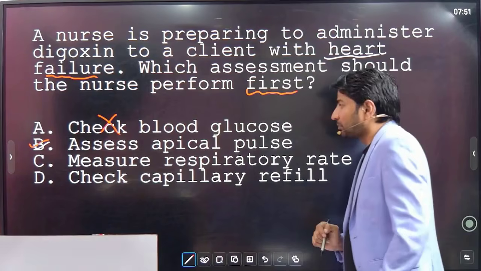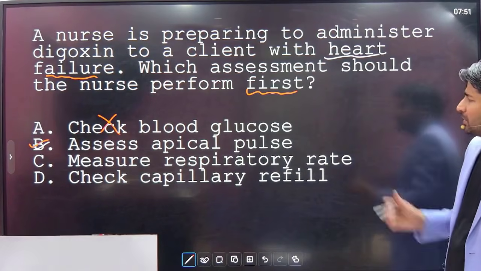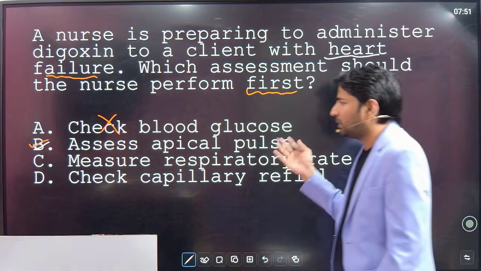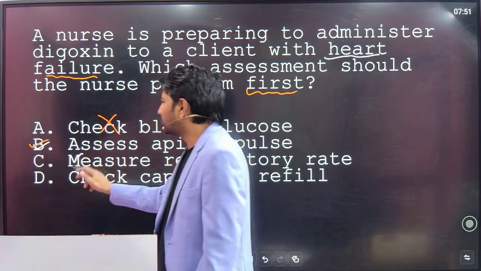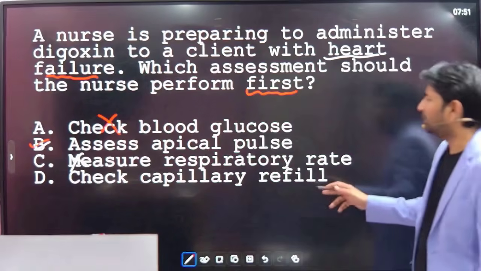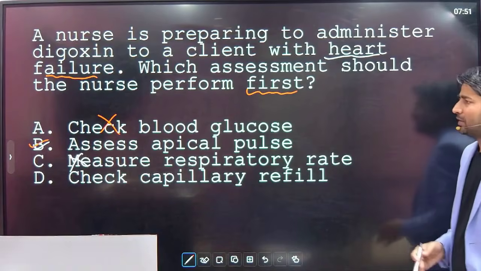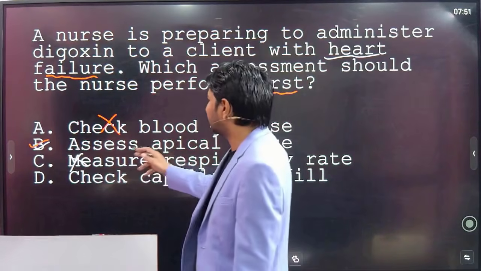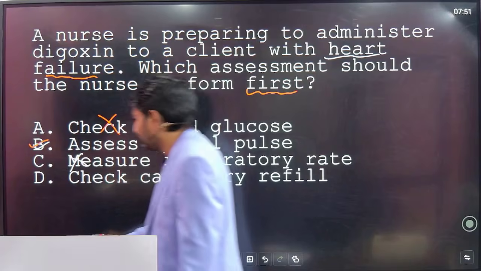Option C, measure the respiratory rate. That is, measuring the respiratory rate, because digoxin and heart failure have nothing to do with the respiratory rate here. So that means we'll mark this one wrong too. Check the capillary refill. Checking capillary refill isn't that important in this case either, so that means the correct answer will be assess the apical pulse. Let's move on to the next question.